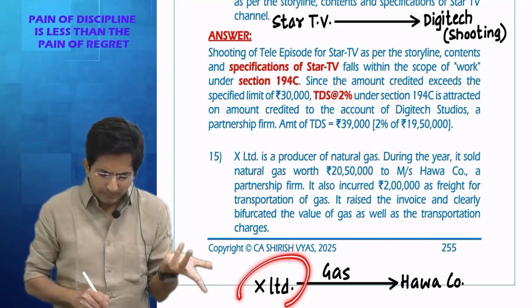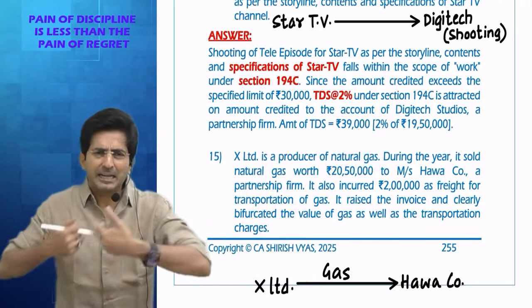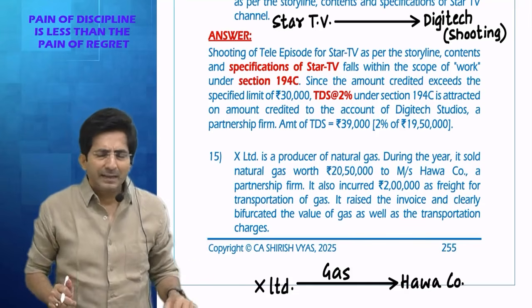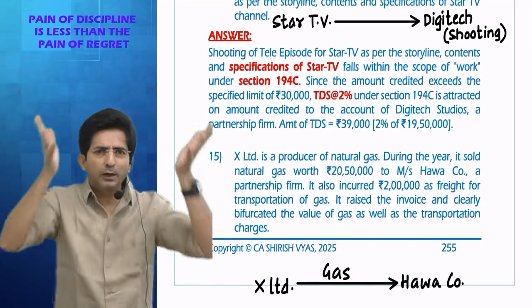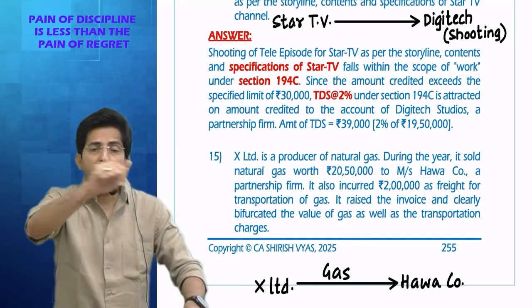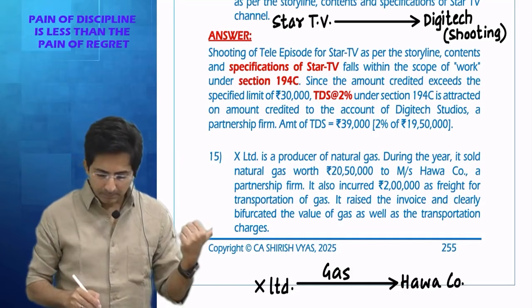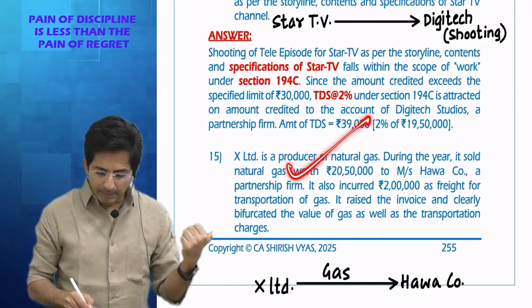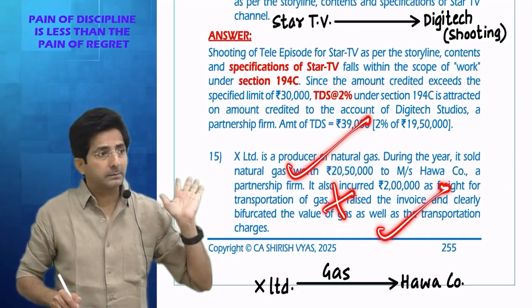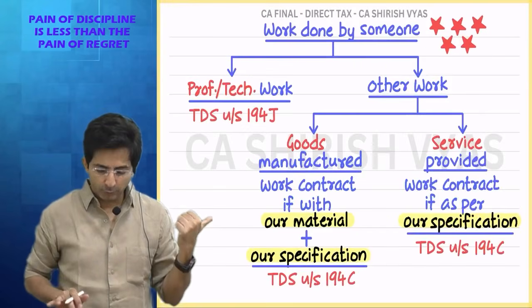Here, if I assume X Limited did not hire any transporter and has told its worker only to take this gas and send it to Hawaiian company, but our workers are doing the work, so we are charging delivery charges. And the delivery charges, when included in the bill of sale of goods, it is primarily a transaction of sale of goods. And in sale of goods, the buyer will deduct TDS if the transaction is more than 50 lakhs. And here the transaction is 20 lakh 50,000 plus 2 lakhs. See, in purchase of goods, you have to see the full bill price. You know that 50 lakhs rule, 194Q.